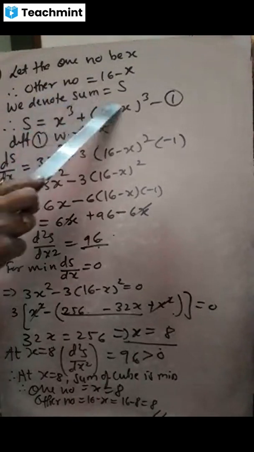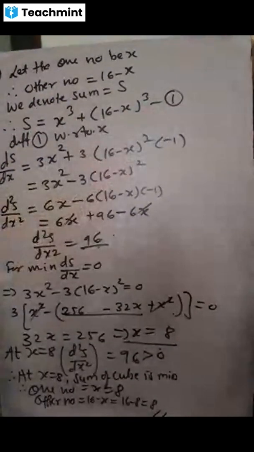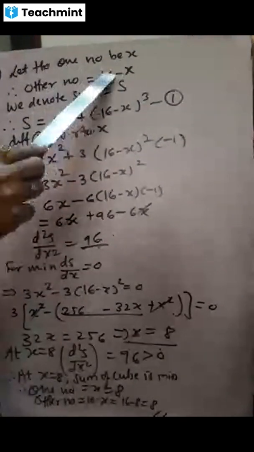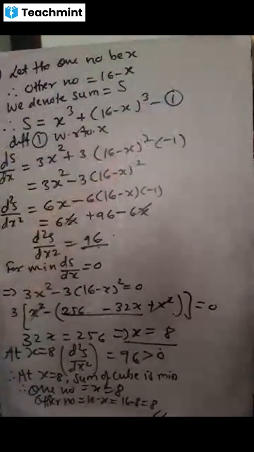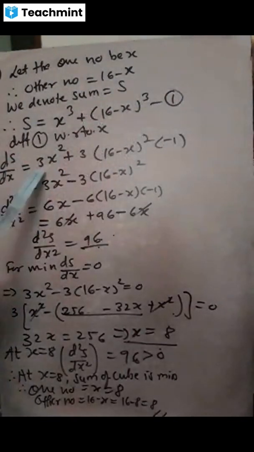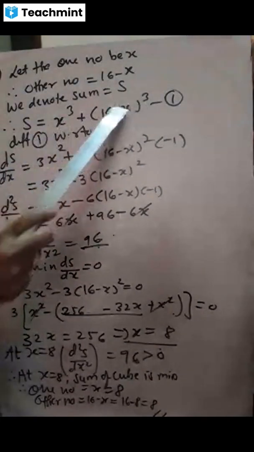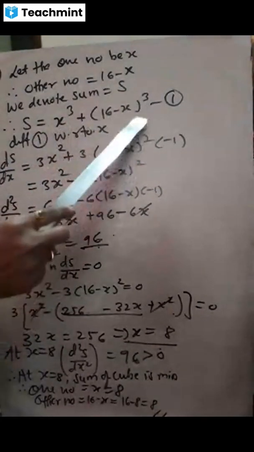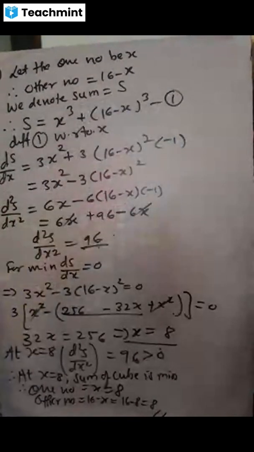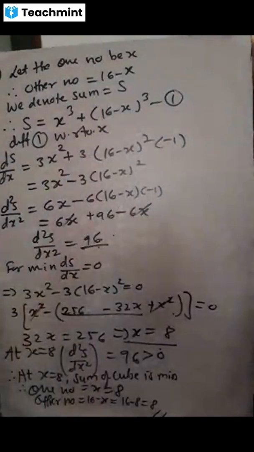So we denote the sum by S. That will be the sum of the cubes of these two numbers. The first number is x cube, the second number is (16 minus x) cube. This is equation 1. Now differentiating this with respect to x, dS/dx is equal to 3x square plus 3 into (16 minus x) square into the derivative of the bracket by chain rule, which is minus 1. So 3x square minus 3 into the bracket square.